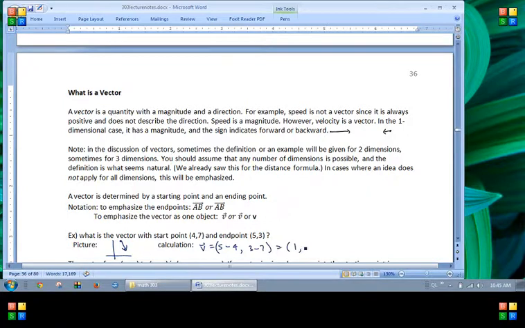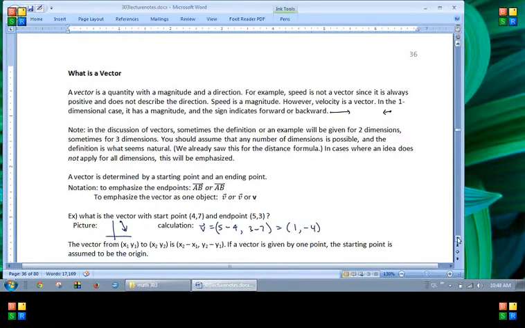So your vector is 1 comma negative 4. And if you look at the picture of the vector, it should make sense that 1 comma negative 4 describes that vector. So the vector from one point to another point is like this: x2 minus x1 comma y2 minus y1. Now, notice that the end calculation is just 1 comma negative 4. So that kind of looks like a point. But you can also see that in a sense it represents the vector that we drew.